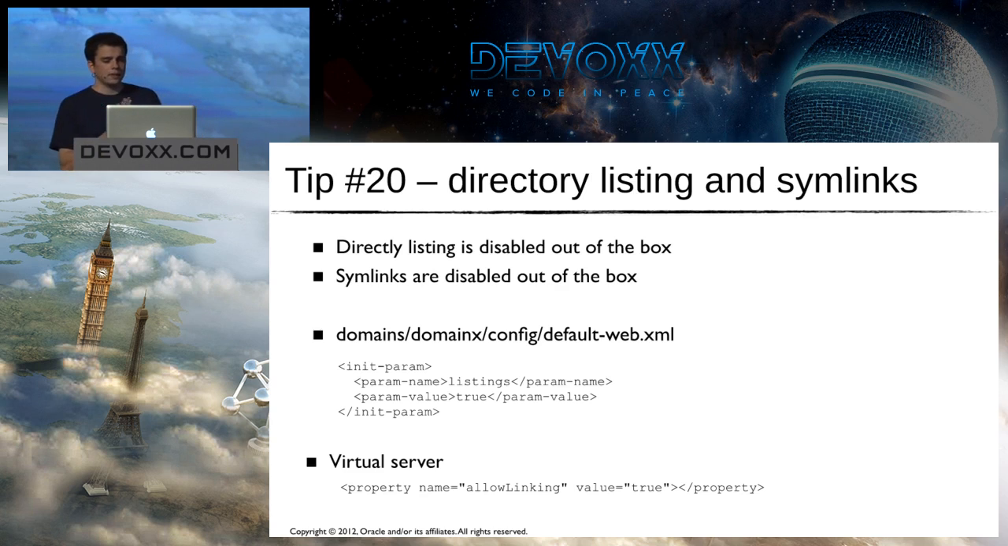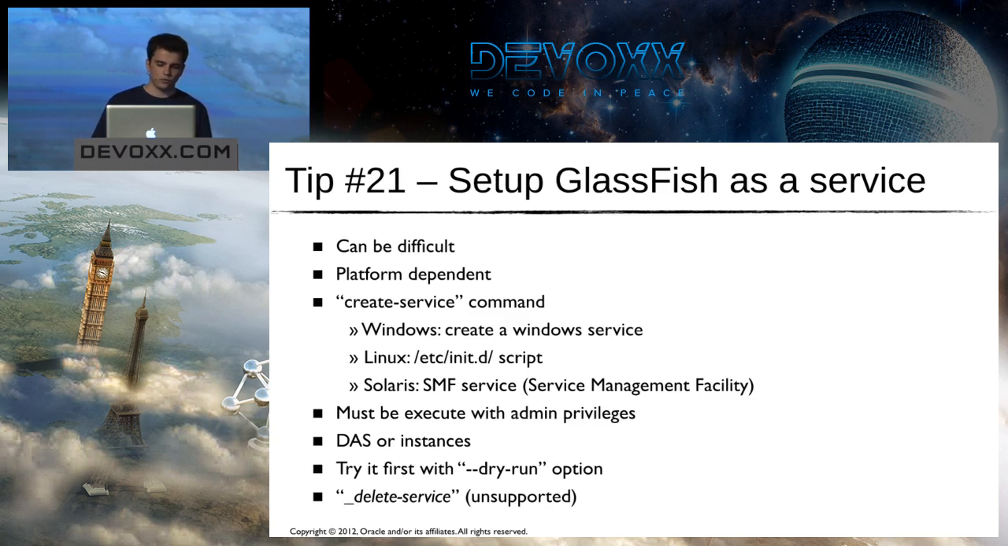Okay, so directory listing and symlinks. Out of the box, GlassFish does not provide this, but this is really easy to do. You just edit the default web.xml of the default servlet. The default servlet is the servlet that serves the static content in GlassFish. So you just find this element, you change false to true, and then you can either stop the domain, edit the domain.xml, put this property in the virtual server, and then you can symlink anything into your docroot directory, and it will be exposed by GlassFish.